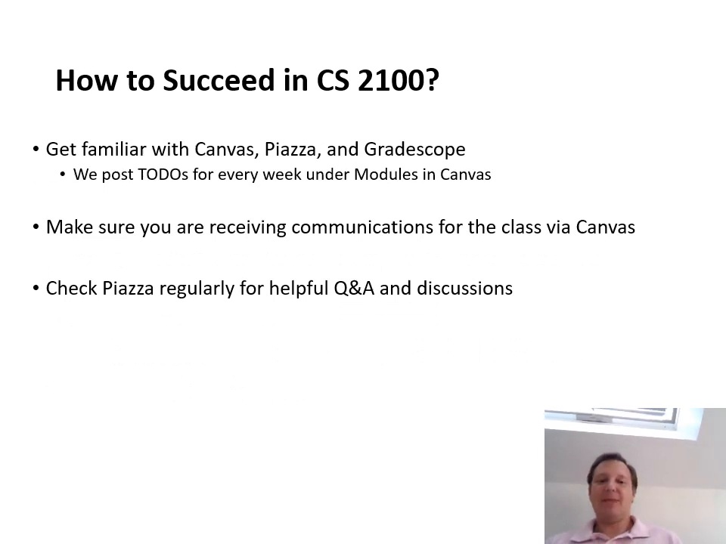Okay, I already mentioned some of this. Take the first week to really get yourself familiar with Canvas, the syllabus, Piazza, and Gradescope, which are all the tools that we use in this semester. So get familiar with the interface, where things are, and so on. In particular, it's important for you to keep an eye on to-dos that we will post every week under modules in Canvas that tell you what you have to do in a particular week. Also, make sure you're receiving communications for the class via Canvas, and check Piazza regularly for helpful Q&As and discussions. So check Piazza daily.